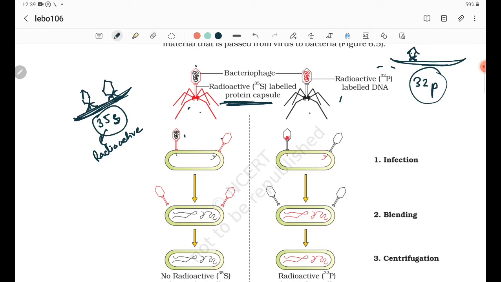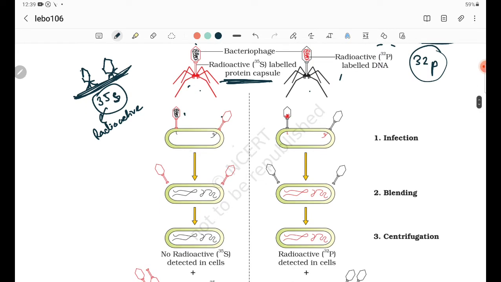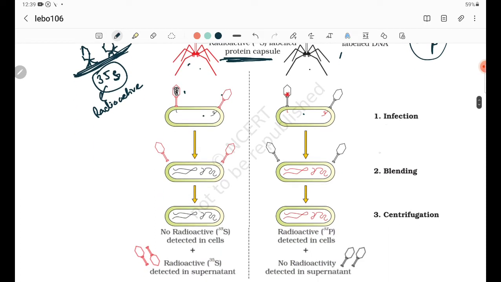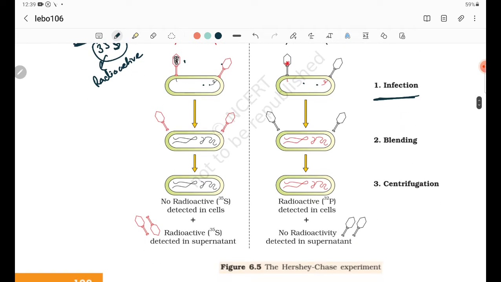Now both were allowed to infect a bacterial cell. Bacteriophage is a virus which can attack. What is the meaning of bacteriophage? A virus which can attack bacteria. They were allowed to infect a bacteria. Now they were separated.